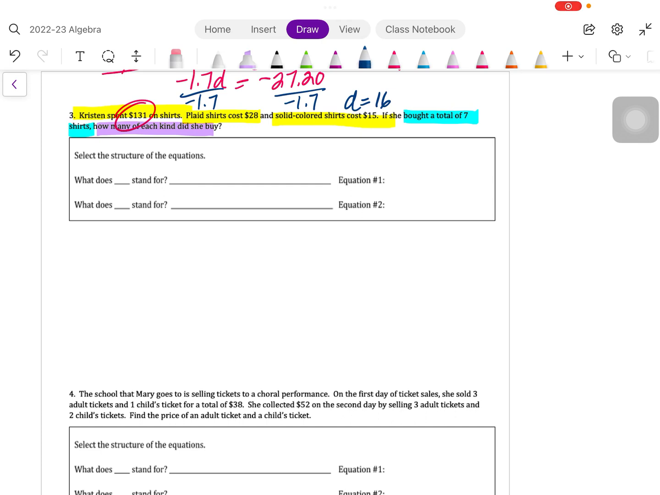she bought. So to make my variable statements, I'm going to say let P equal the number of plaid shirts. Okay, and then let S equal the number of solid colored shirts. Be very careful about using S as a variable because it sometimes looks like the number 5. So make sure you're writing that very carefully.